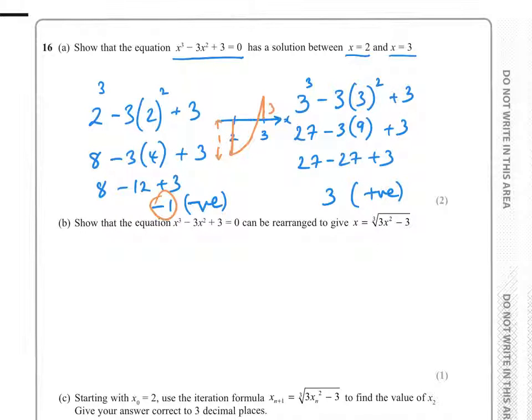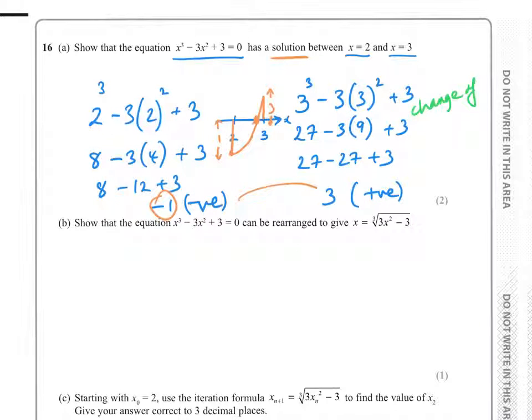That's all that is saying. So basically there must have been a root somewhere between, or a solution somewhere between x equals 2 and x equals 3. So you're always looking for a change of sign. So the best thing to say is change of sign.